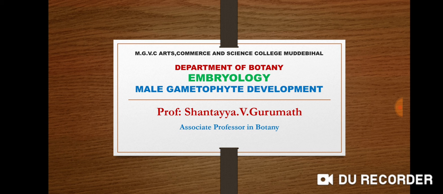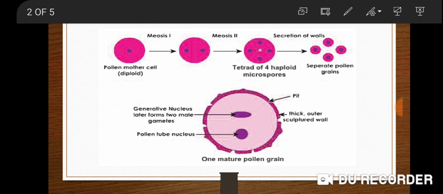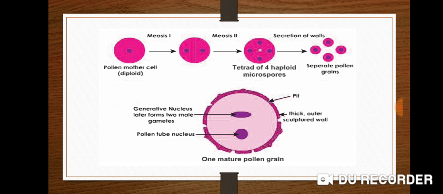Friends, today's class we discuss male gametophyte development. First, we know about the structure of pollen grain. The microspore of angiospermous flower is called pollen grain. It is produced inside the microsporangium called anther.